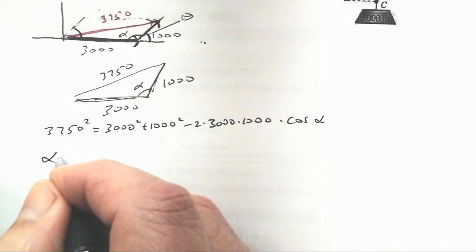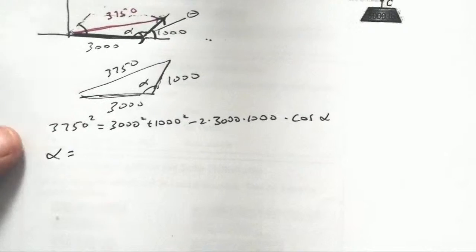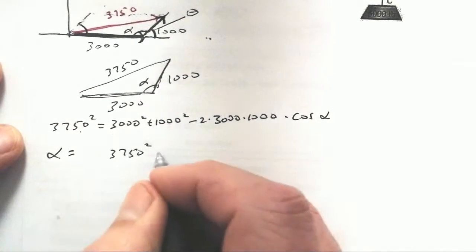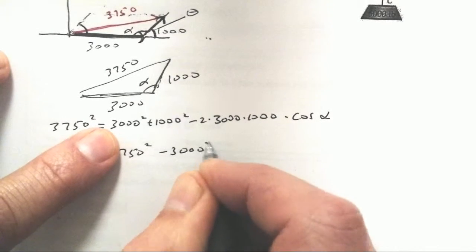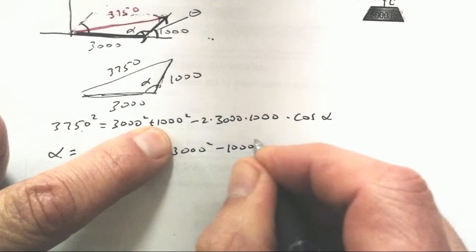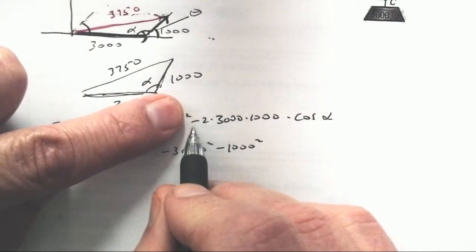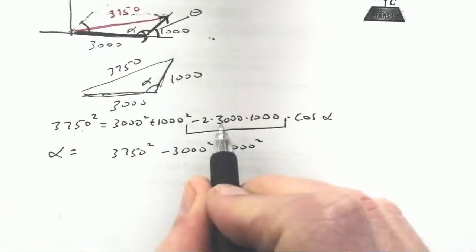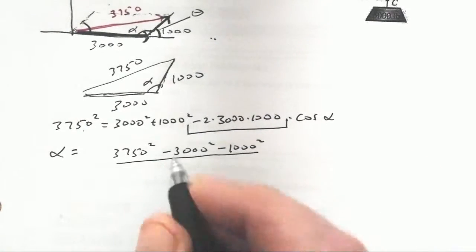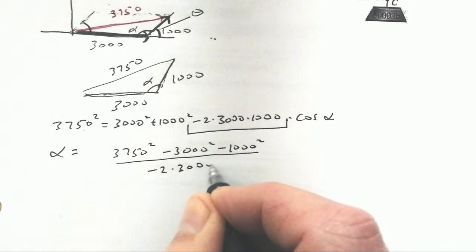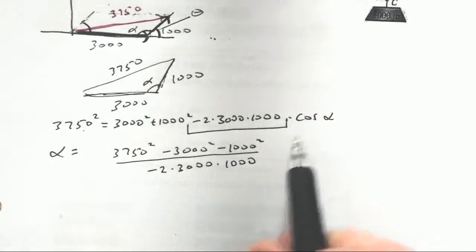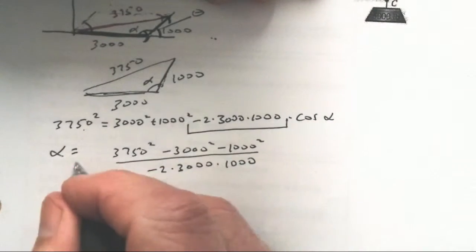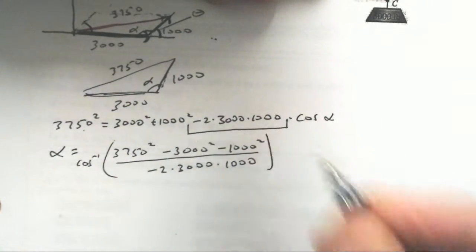Solving for phi. It was opposite 3750 squared. We have to subtract the 3,000 squared. We have to subtract the 1,000 squared. We might think we need to add, but all of this is attached to cosine with multiplication. We actually need to divide by negative 2 times 3,000 times 1,000. And now we've gotten rid of all of that, and we have to get rid of cosine. Cosine inverse of all of that.